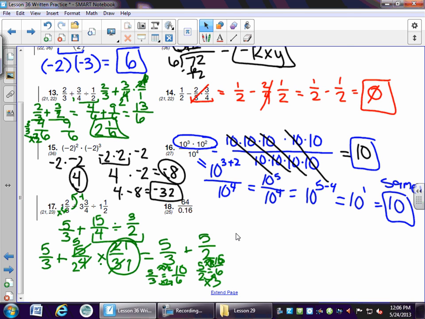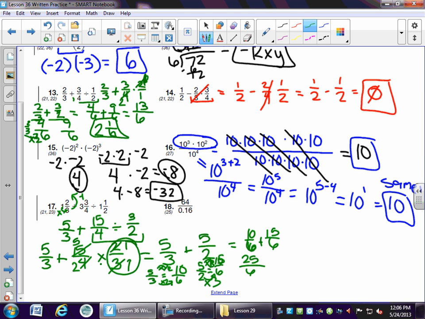So we have 10/6 is equal to the 5/3, and then 15/6 is equal to the 5/2. 10 plus 15 is 25, keep the 6. 6 goes into 25 4 times, and there's 1 left over.